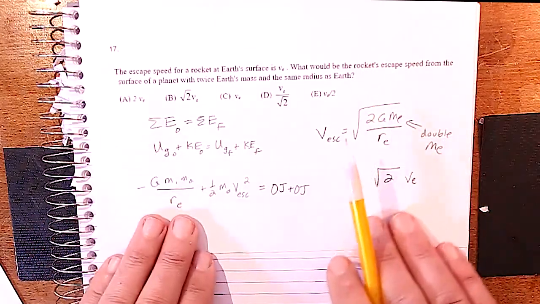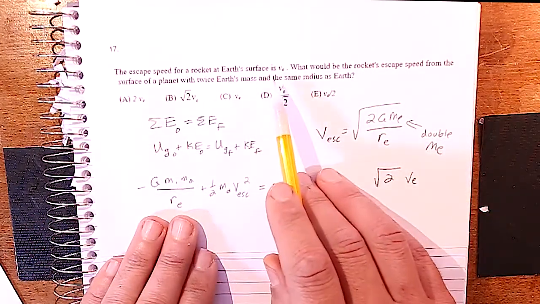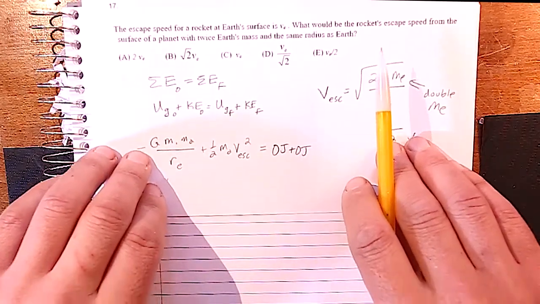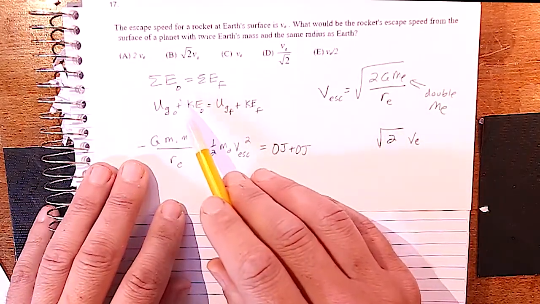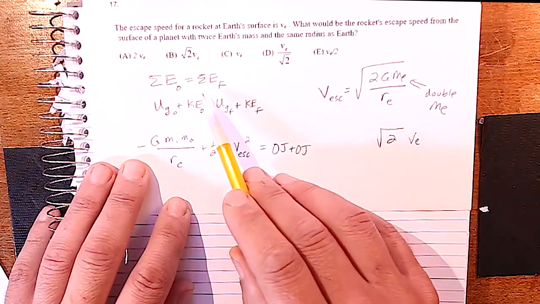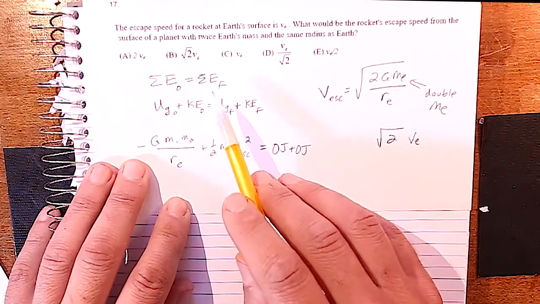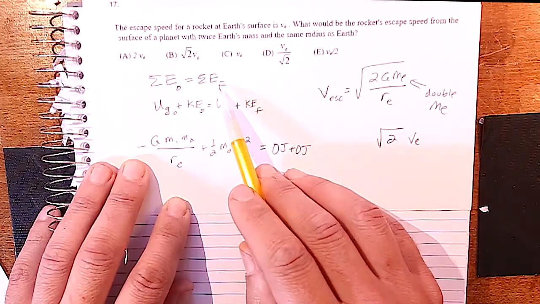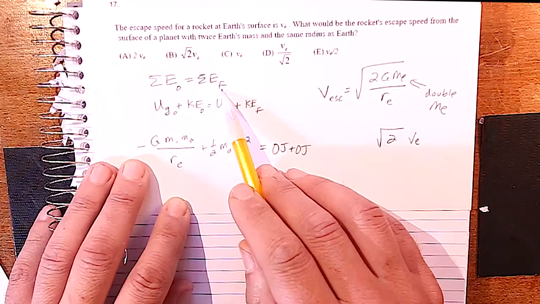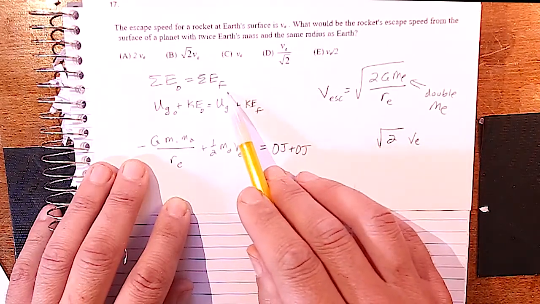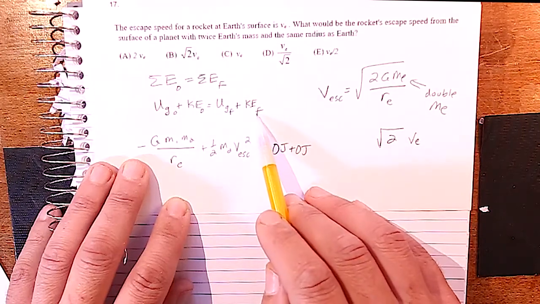And then lastly, we have an escape velocity problem, and we went through that in detail. I'll just briefly go over it. For escape velocity, we start out with our initial energy, and we end with our final energy. When it gets to infinity, we're defining our potential energy as 0, and our kinetic energy, it has to stop and not come back, so that is also 0.